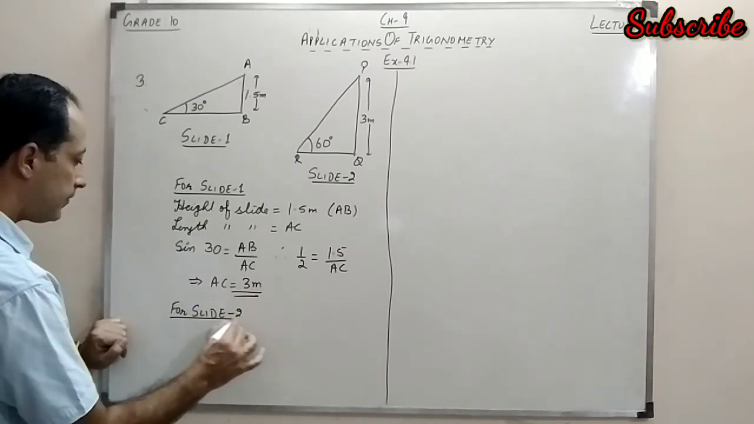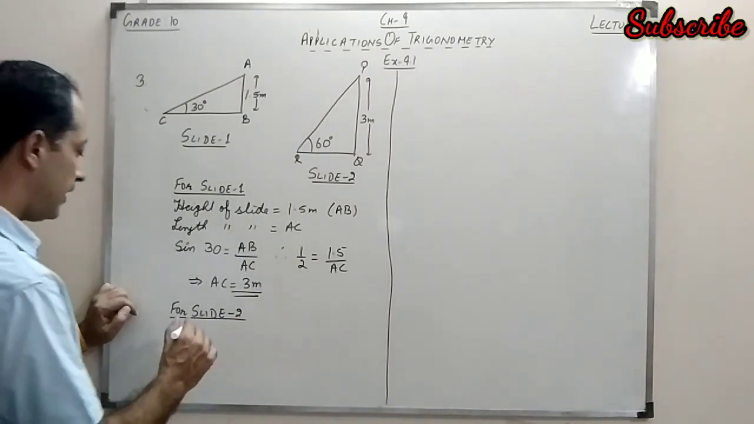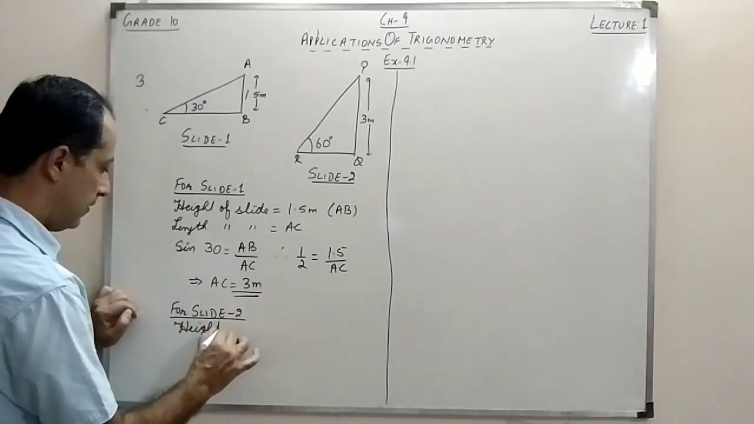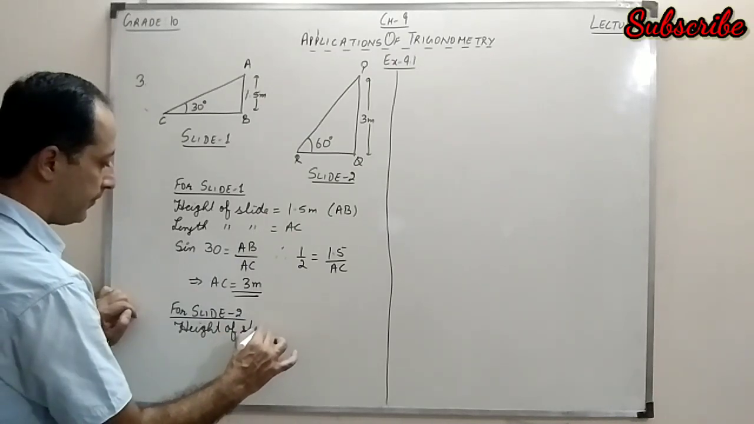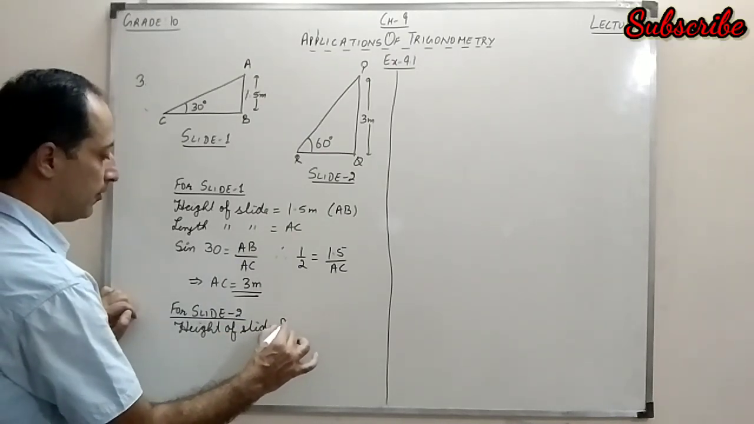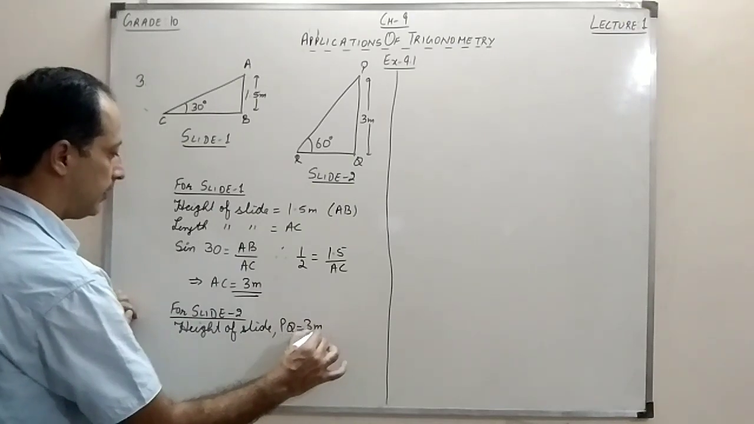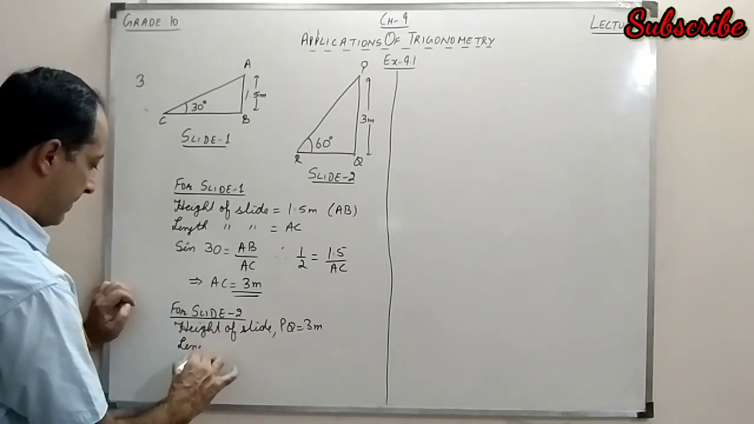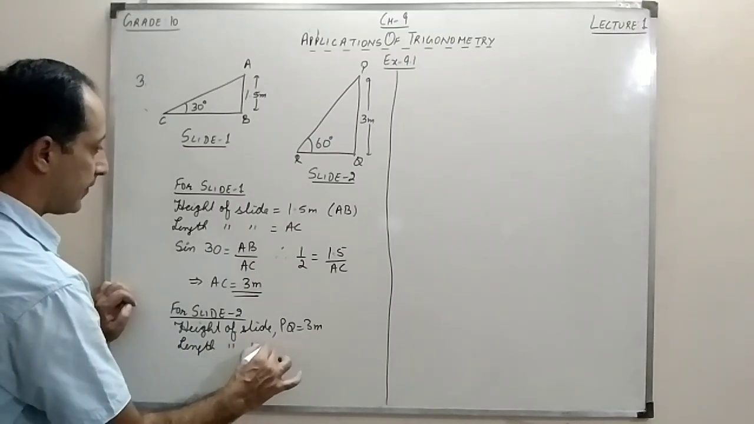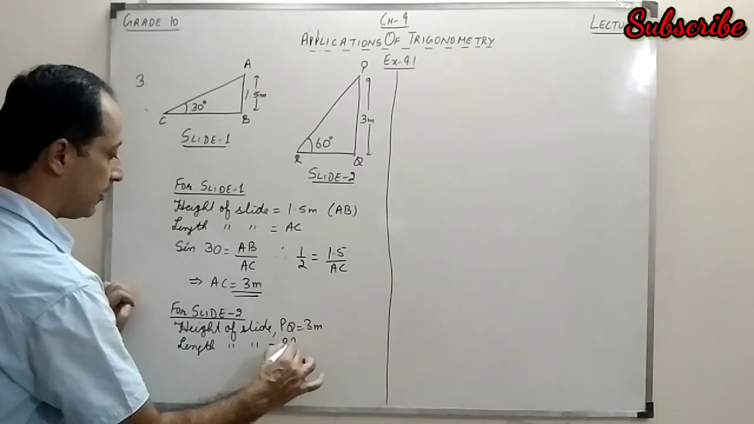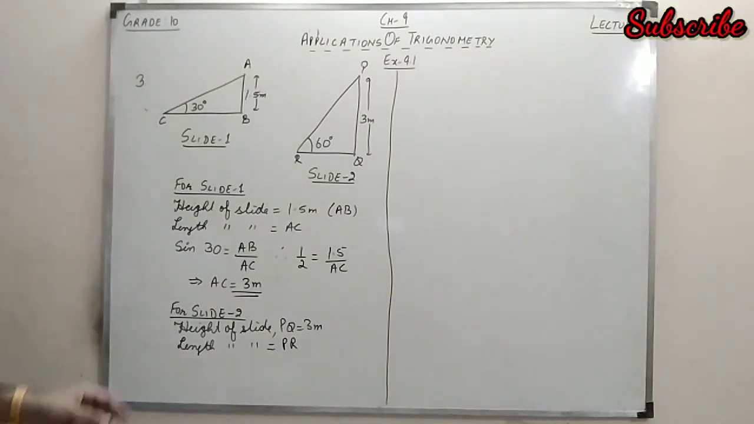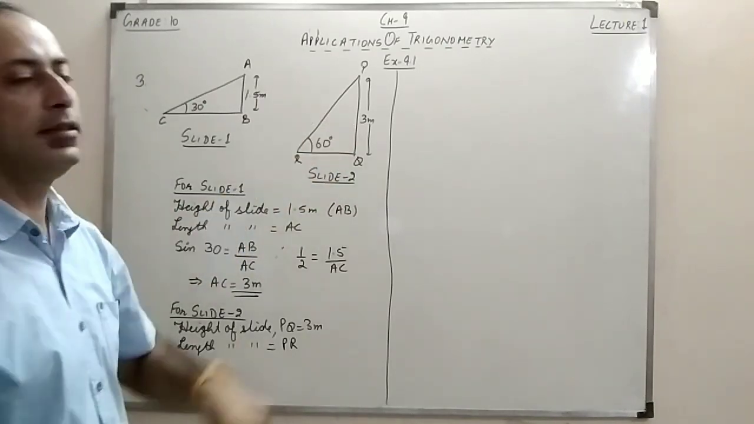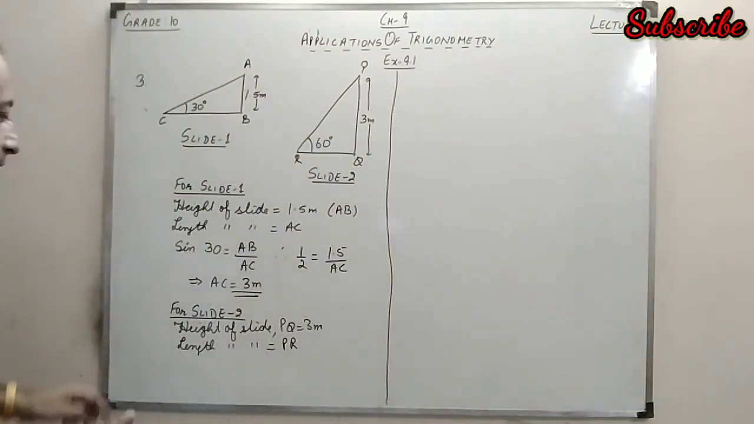Now here the height of the slide, that is PQ, is given as 3 meter and the length of slide is PR. That's not given but we have to find it out. Now again, if I compare with respect to this ratio, this is opposite, this is hypotenuse. So again we apply sine.